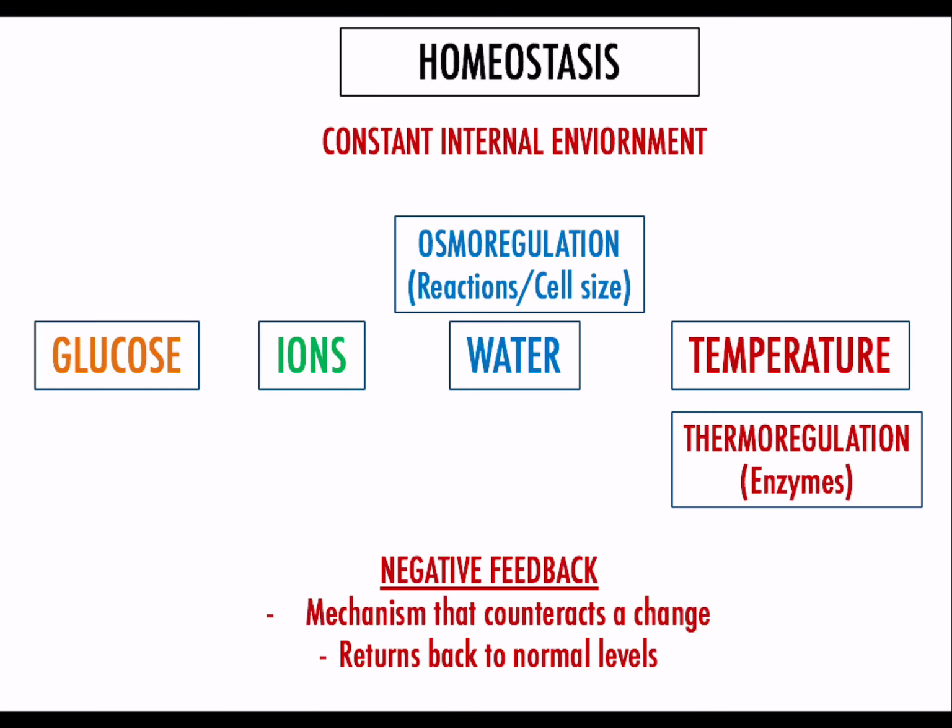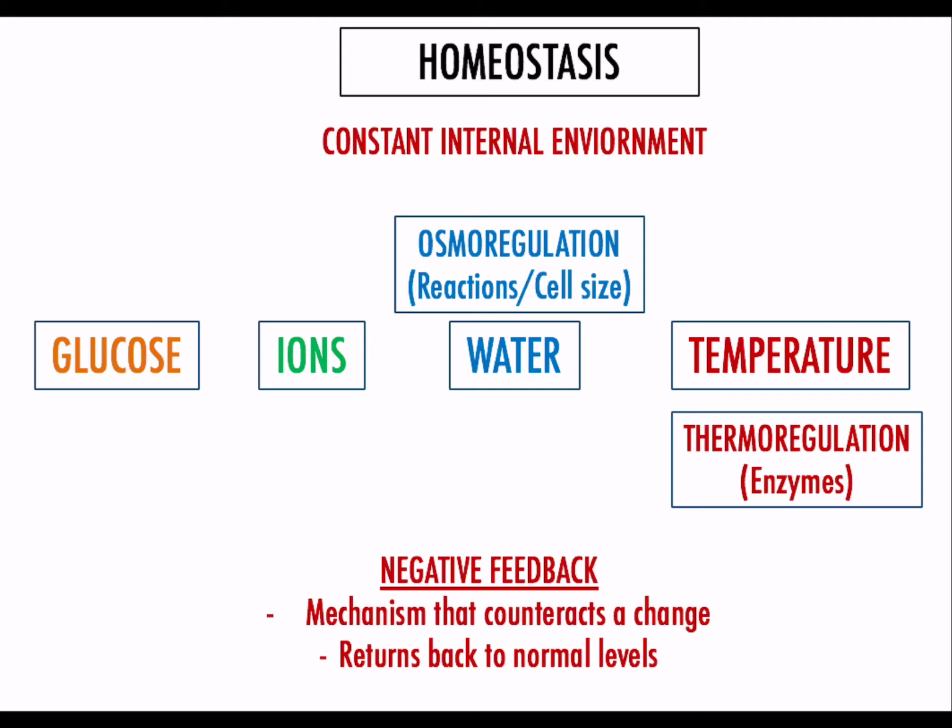So we're going to start off with homeostasis, which means maintaining a constant internal environment. Now in our body, there are a couple of things that we want to maintain. Those include glucose levels. So if glucose levels fall too low, you won't have enough energy, you'll feel lethargic and tired. But if glucose levels go too high, then you can end up getting diabetes.